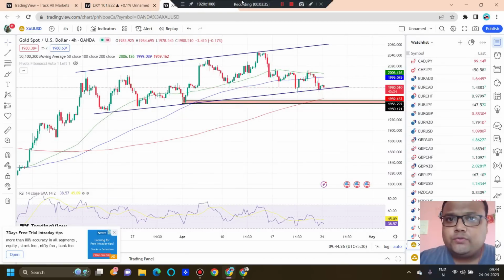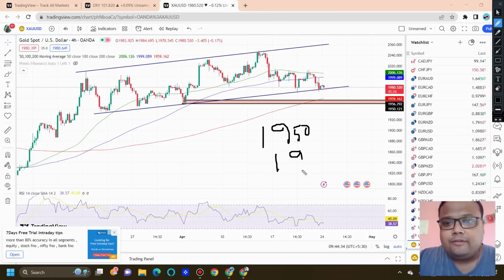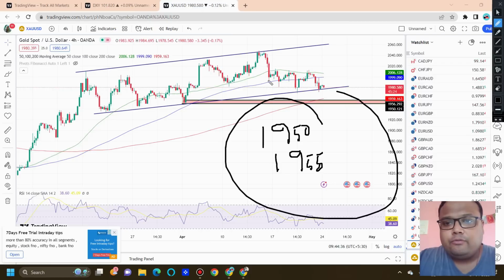As we have already discussed in our previous video, the strongest support on the chart of gold is around 1950 to 1955. 1950 to 55 is still the strongest support on the chart of gold. If not a complete trend reversal, at least we can expect a bounce. At least we can expect the buyers to lift the market a bit from this level here. At least I'll be going for 60 to 70 pips around this level.